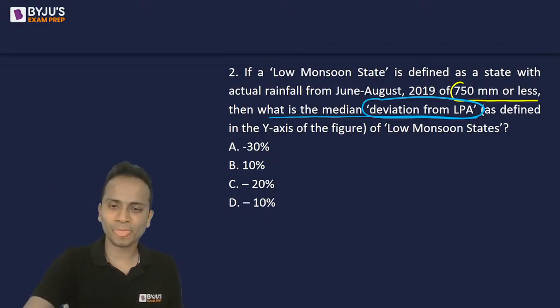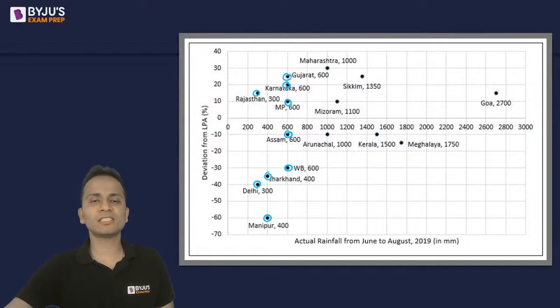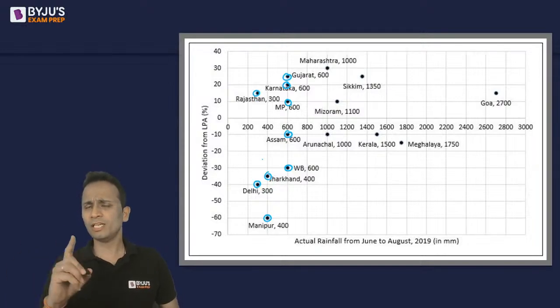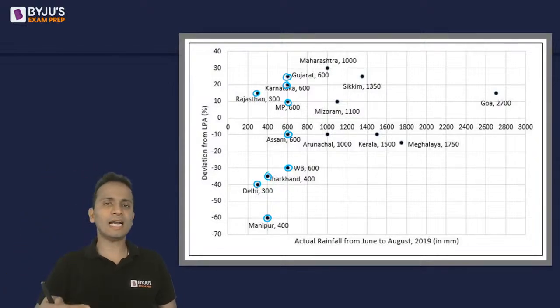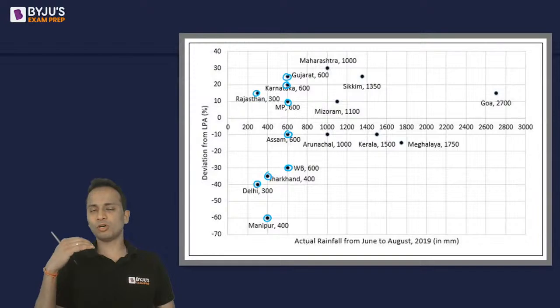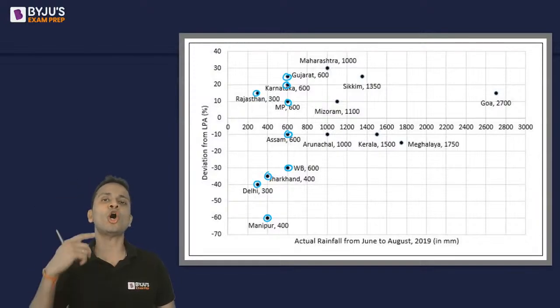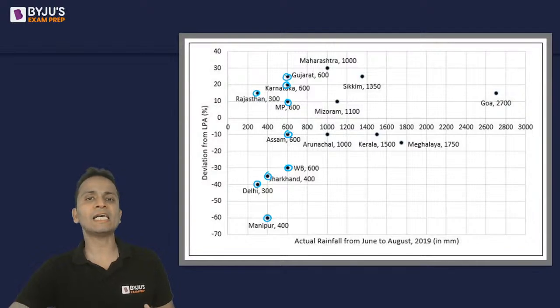Okay, so we have to find out the median of the deviation from LPA. Okay, simple question. So I could write these 9 states in increasing or decreasing order, but there is no need to write them. You can already see that they are arranged along the y-axis, from top to bottom or from bottom to top in decreasing or increasing order. So Gujarat has the maximum deviation from LPA. Then below that I have Karnataka, then Rajasthan, then Madhya Pradesh, then Assam with -10. Below that I have West Bengal, then Jharkhand, then Delhi, and the minimum is Manipur.